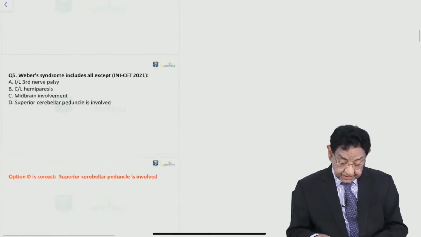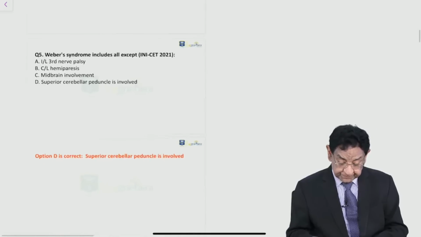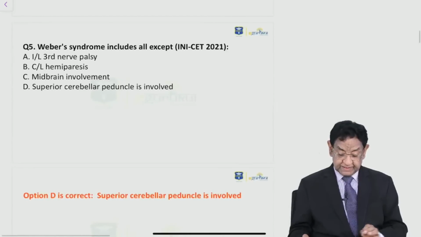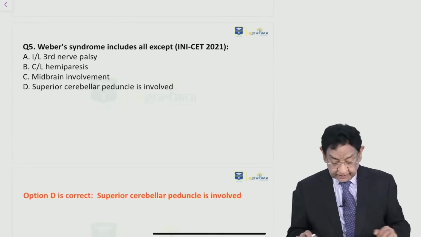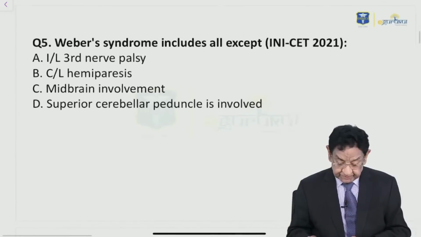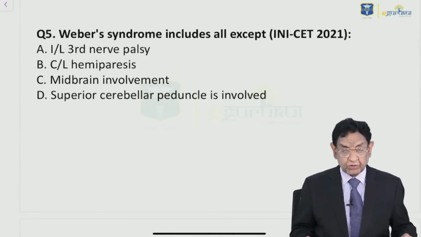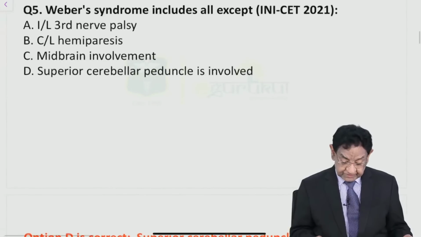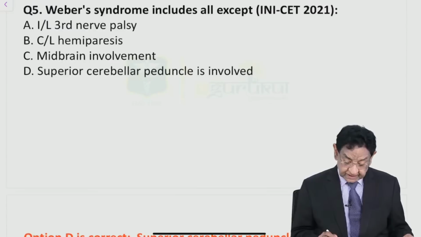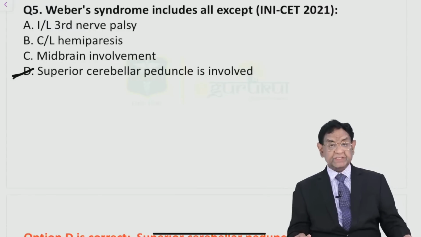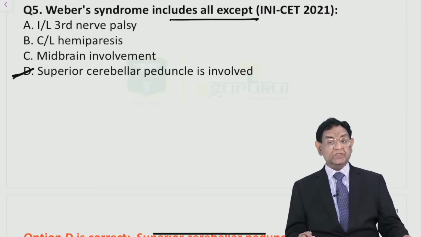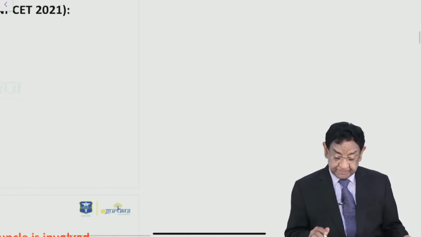Well, now we talk about question number 5. Weber syndrome includes all except. Although I did mention to you regarding Weber syndrome when I talked about crossed hemiplegia, the right answer here is superior cerebellar peduncle involved. This is not true. It includes all except superior cerebellar peduncle, which is not involved. So let me tell you the basic concept.